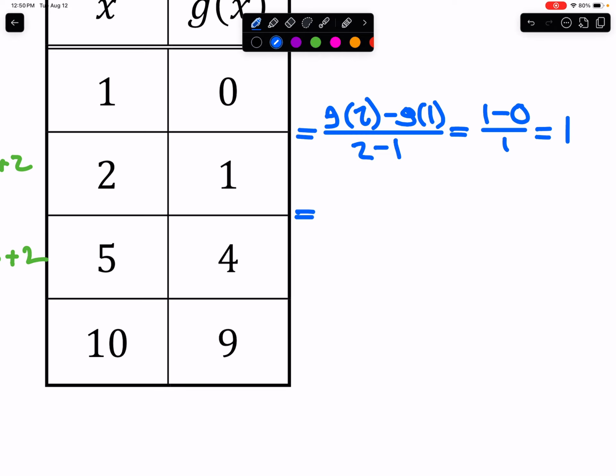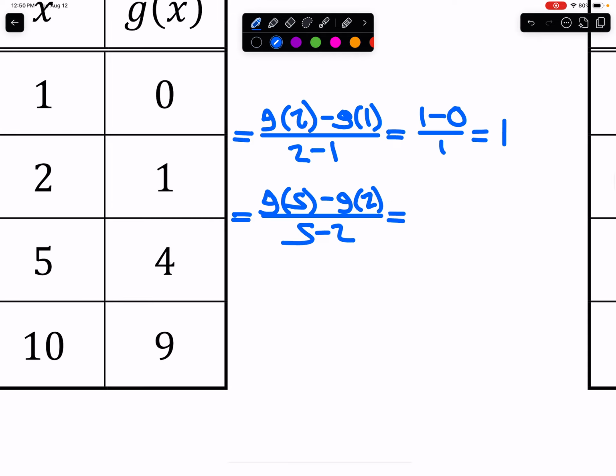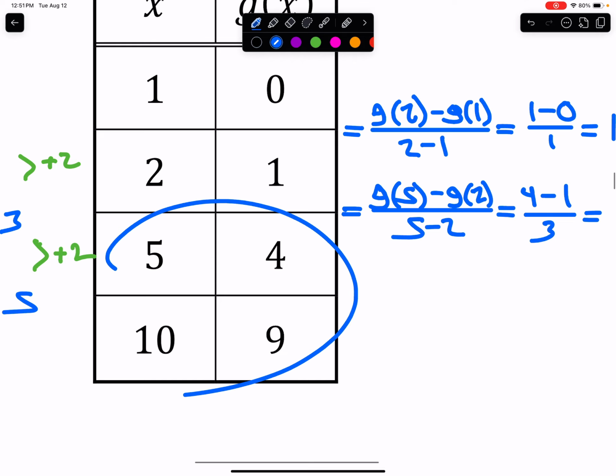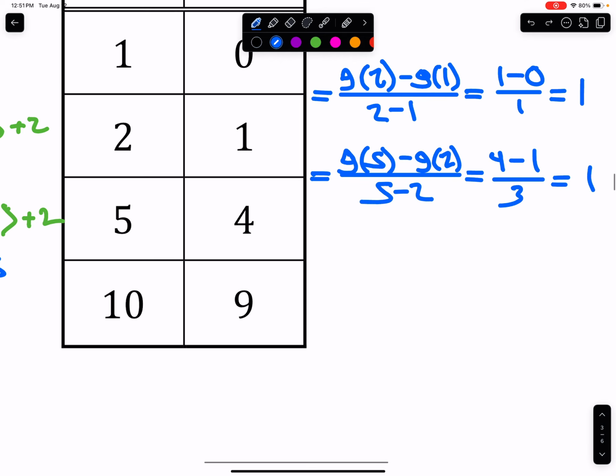Now, same idea. I'm going to do g of 5 minus g of 2 over 5 minus 2. So the output at 5, which is 4, minus the output at 2, which is 1, over 5 minus 2, which is 3. So 4 minus 1 is going to be 3 over 3, which is going to be 1. So far we have the exact same AROC. So what this tells me is that it could be linear, but we still need to check the last interval and see.